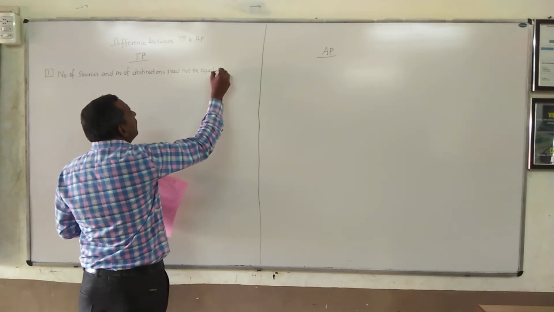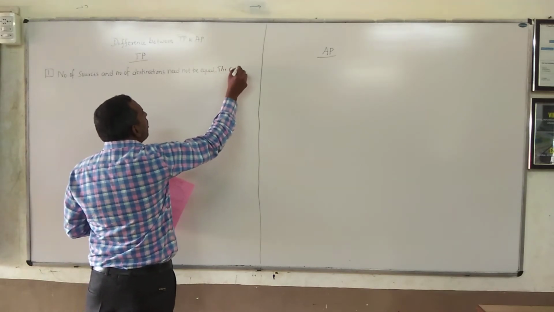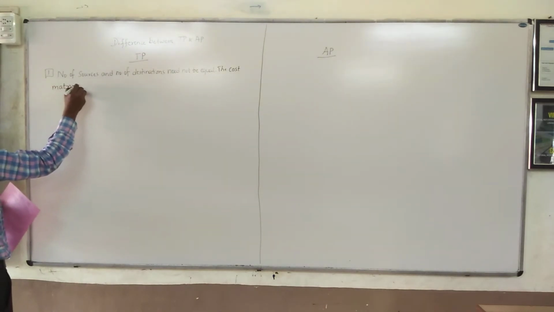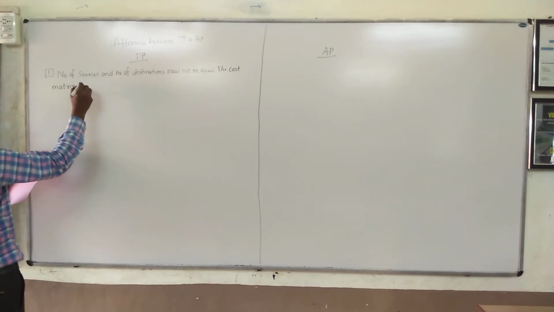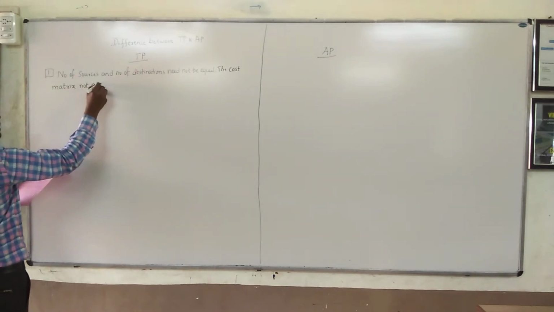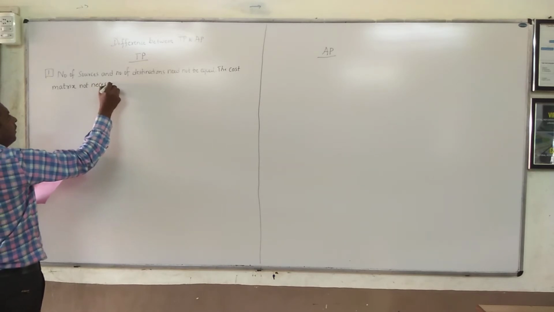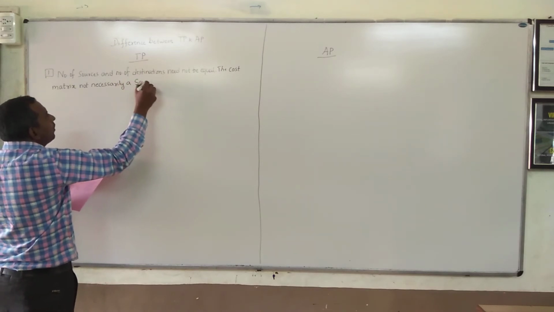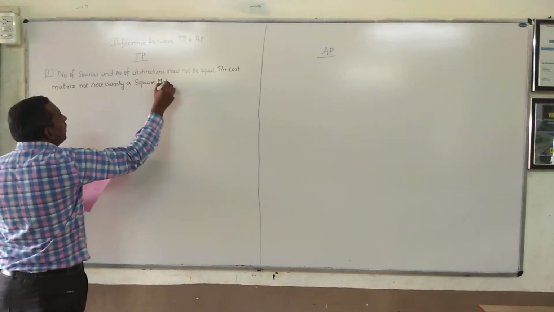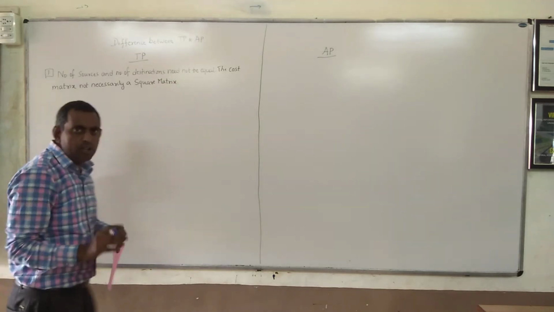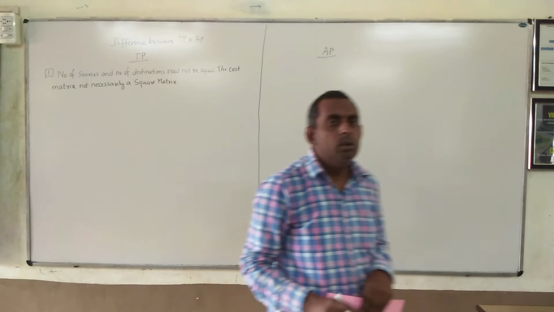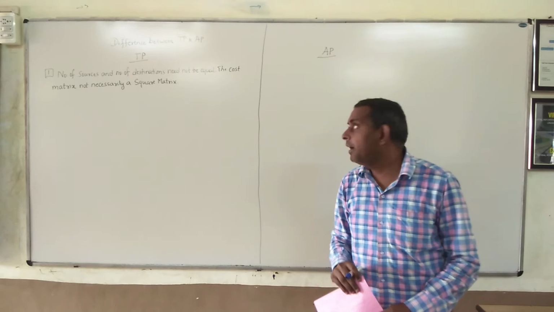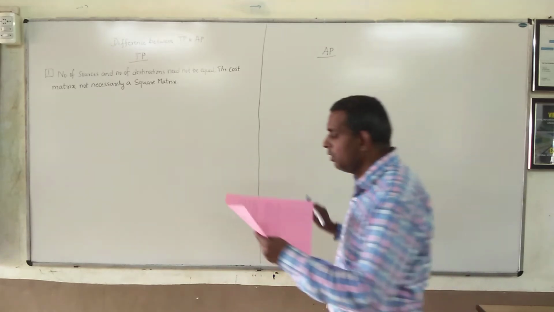So in continuation of this, the cost matrix is not necessarily a square matrix. It means what? If the number of destinations is not equal to the number of origin, it is not necessarily to be a square matrix in case of transportation problem.